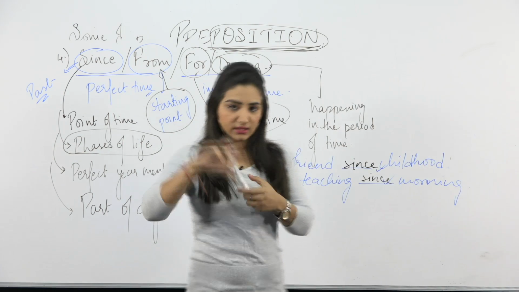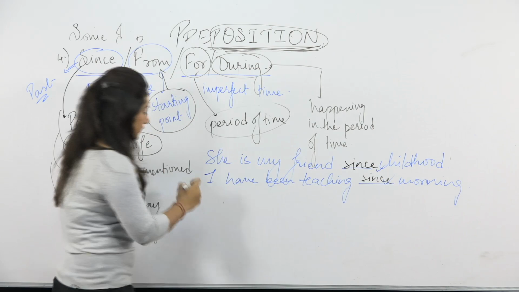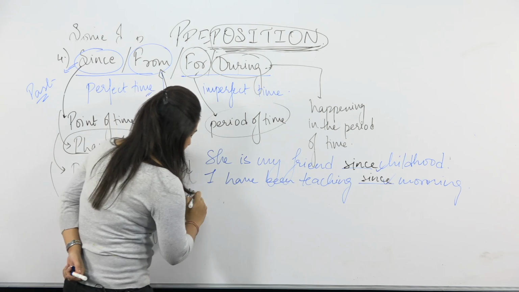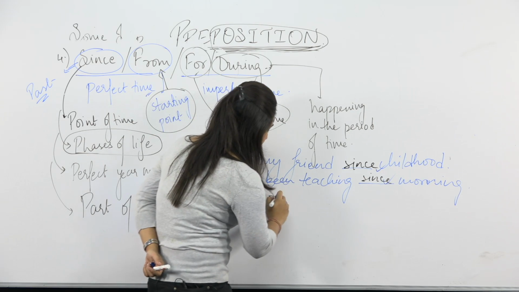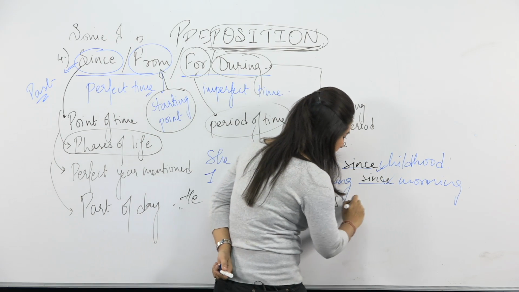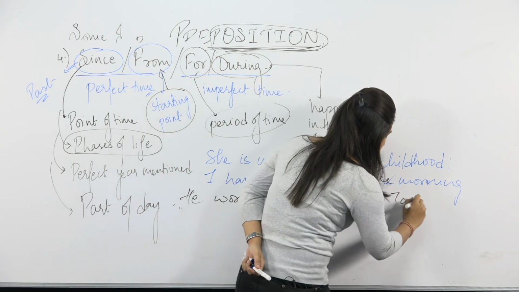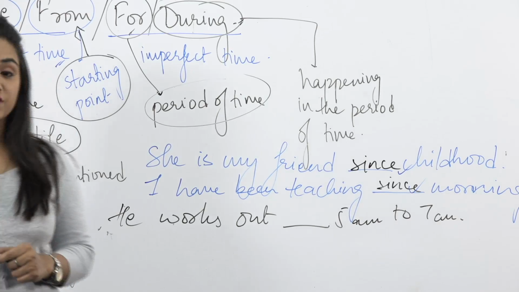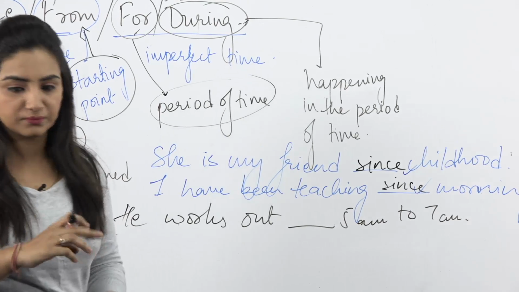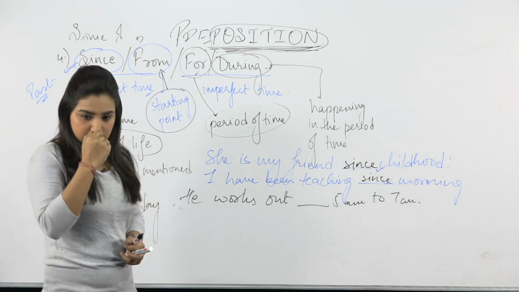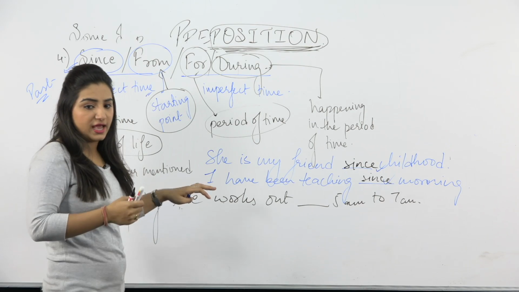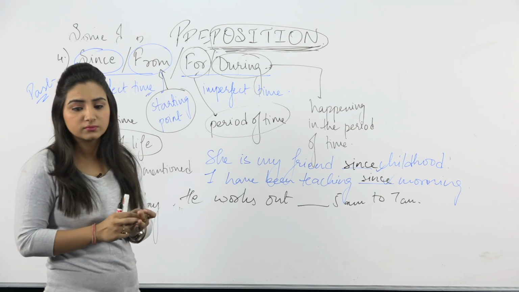Now I'm telling you another sentence. Okay, one more sentence. He works out dash 5 a.m. to 7 a.m. Now tell me, what should I place in this sentence? He works out dash 5 a.m. to 7 a.m. What will we place? Since morning is correct. What will it be here? Uzair has said since, okay.